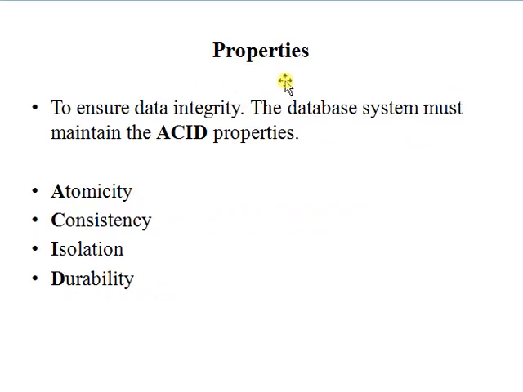To ensure data integrity, the database system must maintain the ACID properties. Now what is ACID? ACID is nothing but atomicity, consistency, isolation and durability. These are the four properties which are required to fulfill the transaction. We are going to discuss them one by one.